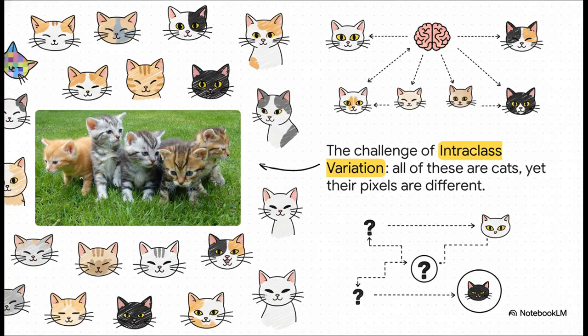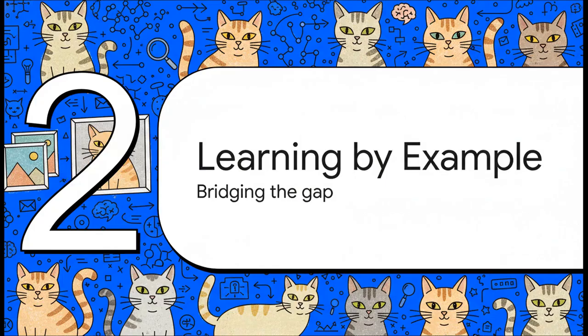And to make things even crazier, look at this. These are all cats, right? But from a pure pixel-by-pixel point of view, they are completely different. You've got different breeds, colors, poses. Some are sleeping, some are running. The pixels are all over the place. This is called intra-class variation, and it's exactly why you can't just write a simple program with rules like, if pixels are orange and pointy, it's a cat. It would never work. So if we can't write the rules by hand, what do we do?